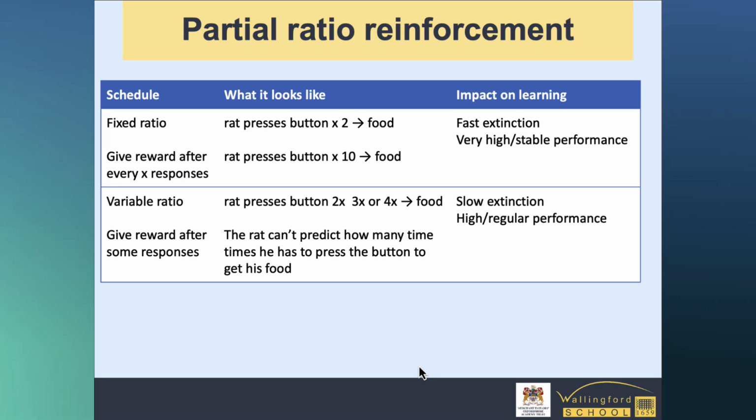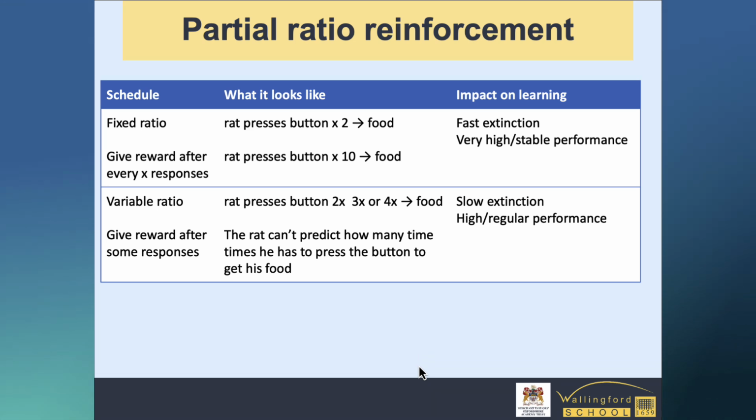You get very high and stable performance, so the rat keeps doing it. Unfortunately, if you stop doing it, if you, for example, didn't do it after 10 times, you did it after 11, and you weren't particularly consistent, then the rat having learned that, you would get very fast extinction.